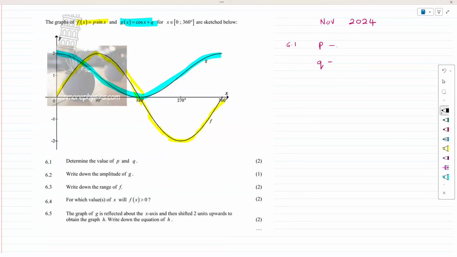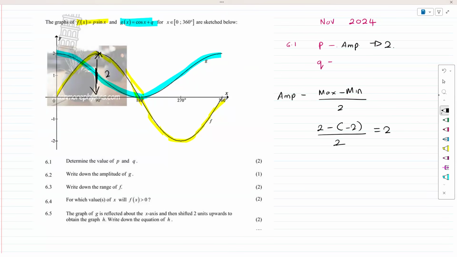The P part is the amplitude. Let's look for the amplitude of the yellow graph. For the amplitude, I would take positive 2. As I just taught you guys, take the max minus the min and divide by 2. So the max is 2 minus the min, which is minus 2, divided by 2, and that equals 2. So the amplitude of this graph is 2. Even if you didn't know that, you could measure from peak to peak, and you could see that this is 2 units.